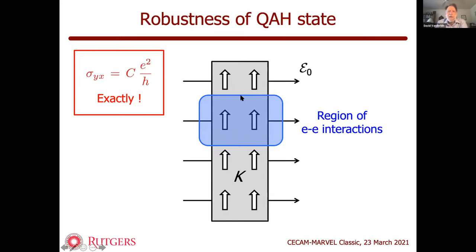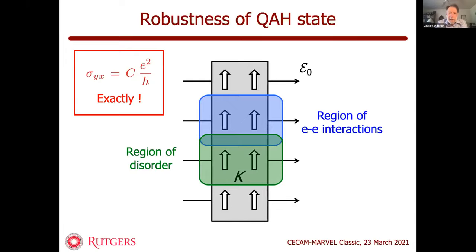Well, I'm not allowed to have any excess charge accumulating at the boundaries of the blue region, and therefore the anomalous Hall conductivity also has to be exactly this, even with interactions, and even with disorder, right? Because I can't have any accumulation of charge. This is really just a description of the ground state of some system in a weak electric field, et cetera.